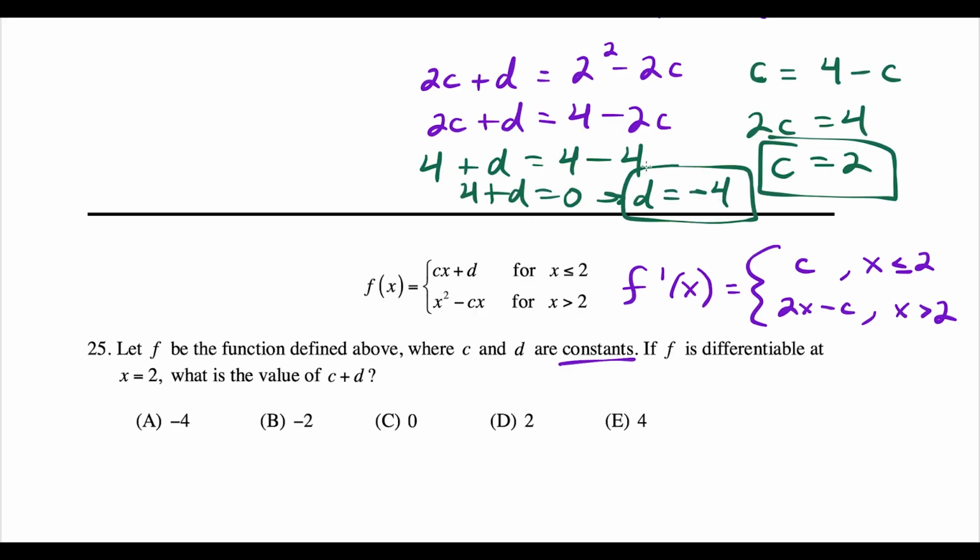So then the last thing to do here, be careful. It's not 2 and it's not negative 4. They want you to find the value of c plus d. So if you do 2 plus negative 4, this is equal to negative 2. So our answer here is going to be choice B.